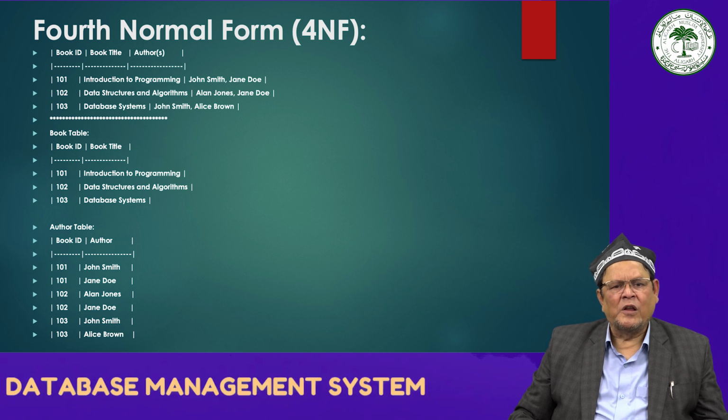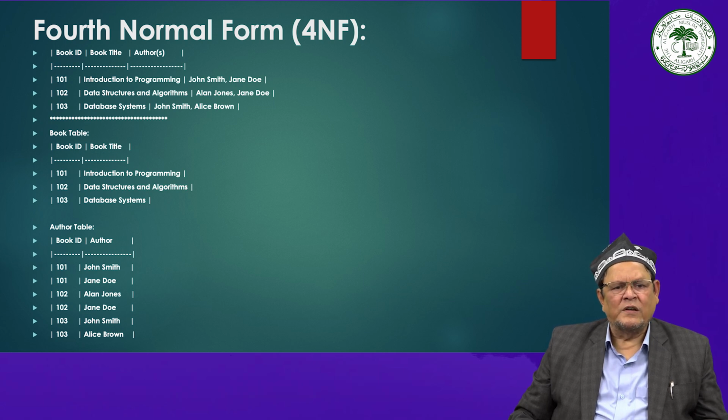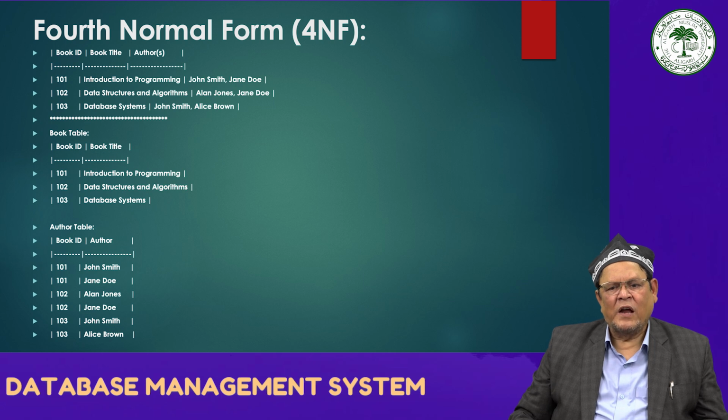Fourth normal form deals with multi-valued dependencies, ensuring that no non-trivial multi-valued dependencies exist within the table. Let us consider a table representing a bookstore where each book can have multiple authors. In this example, multi-valued dependencies exist between book title and authors. To bring it into 4NF, we split the table into two, one for book and another for author. The book table contains book ID and book title, while the author table contains the author ID and author name.